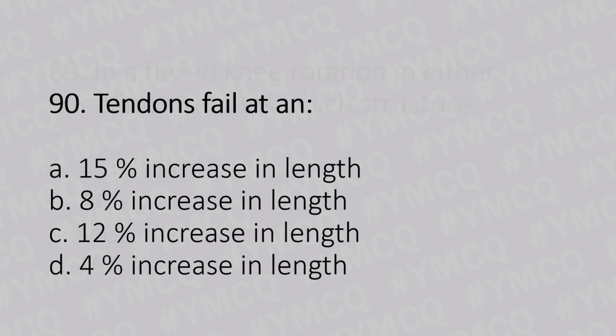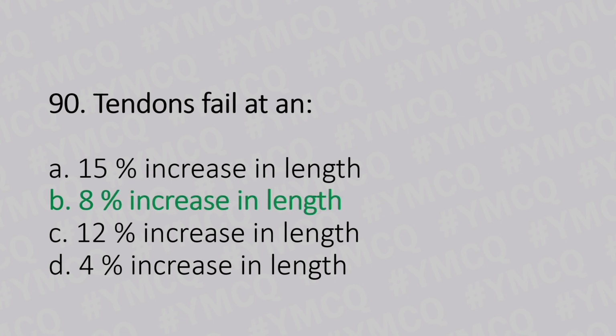Moving to our 90th question. Tendons fail at option A, 50% increase in the length. Option B, 8% increase in the length. Option C, 12% increase in the length. Option D, 4% increase in the length. And the answer is option B, 8% increase in the length.